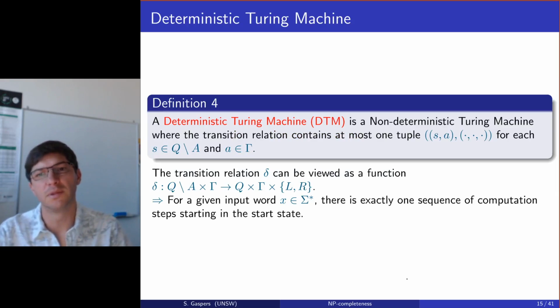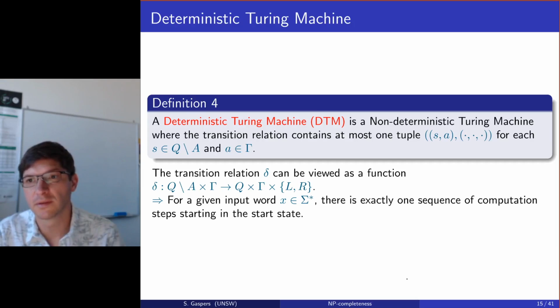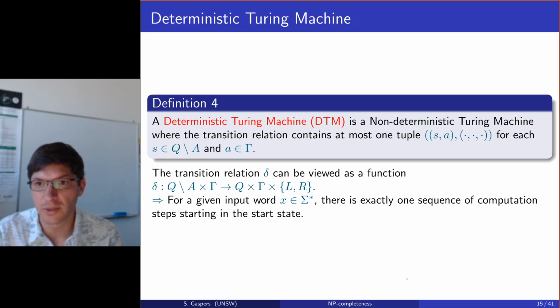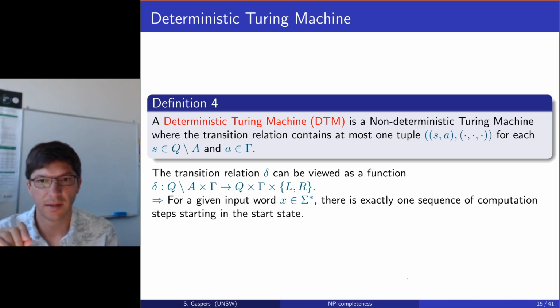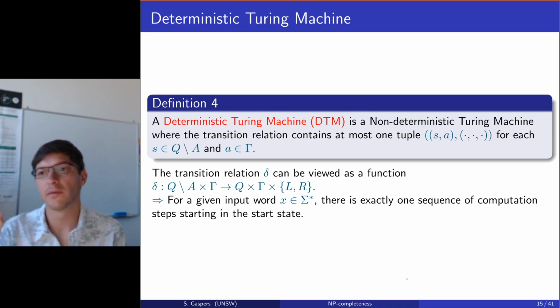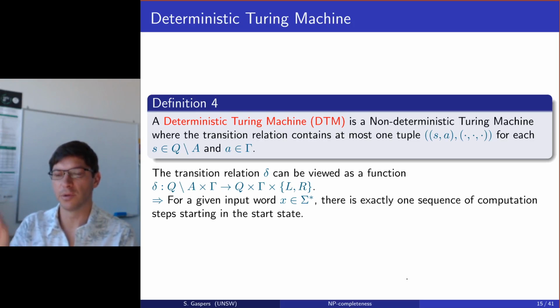We have already talked a bit about deterministic Turing machines. So those are non-deterministic Turing machines where the transition relation contains at most one tuple of the form where the first element is (s, a) for each state and symbol. Okay, so if we're in a given state and we read a given symbol, there's only one transition it can do. So that's what this means.